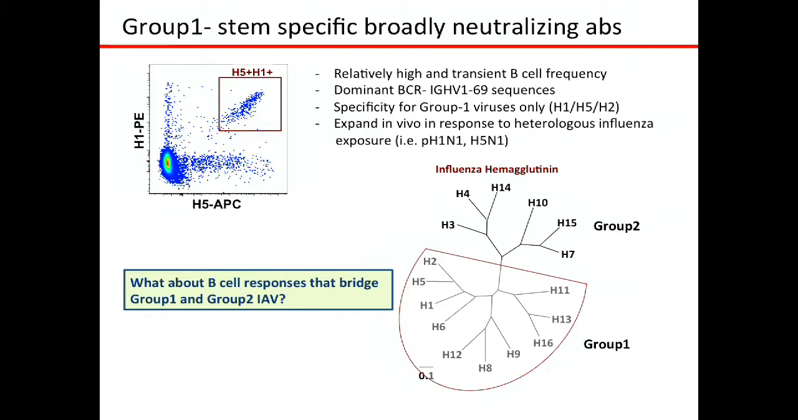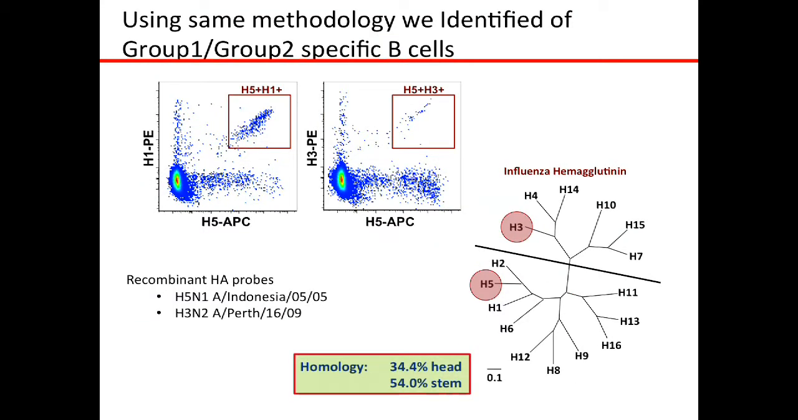So what about B cell responses, which is the vaccine question, right? What about B cell responses that bridge that gap between group 1 and group 2? So if we use, rather than using an H1, H5, we use an H3, which is a group 2, and we use an H5, we still find those cross-reactive stem cells, but they're of far lower frequency. Now, the homology of this is 34% homology in the head and 54% homology in the stem.